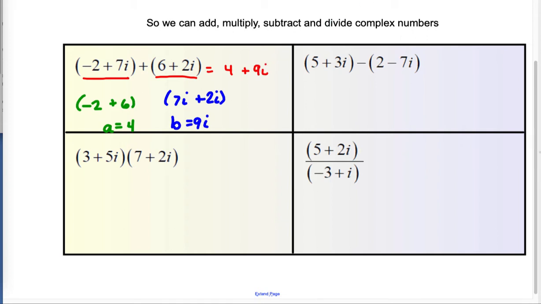And again, for those of you in physics, this kind of looks familiar. It's kind of like adding vectors together. All right, so it's really simple.